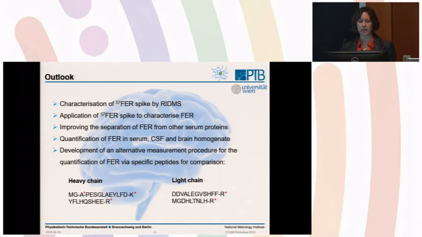To be sure that in the end we really measure what we think we measure, we want to apply as many methods as possible. So our colleagues will start quite soon to develop an alternative measurement procedure using specific peptides. You can see the peptides here for the heavy chain and for the light chain. We chose peptides that have hardly any PTMs, or post-translational modifications, that can clearly be achieved by tryptic digestion, so you don't have any miscleavages here, and you can use them quite well for quantification.